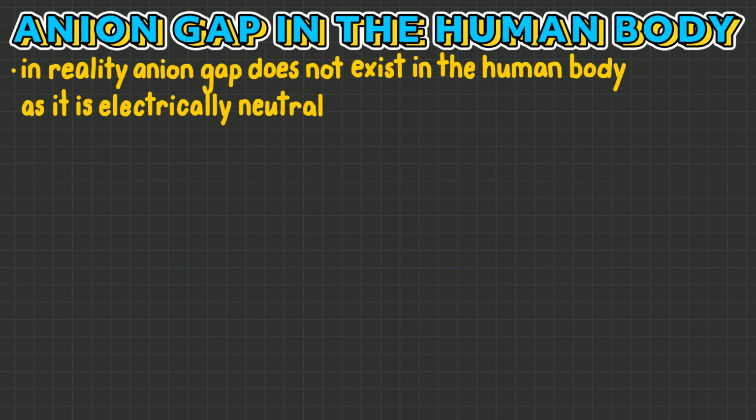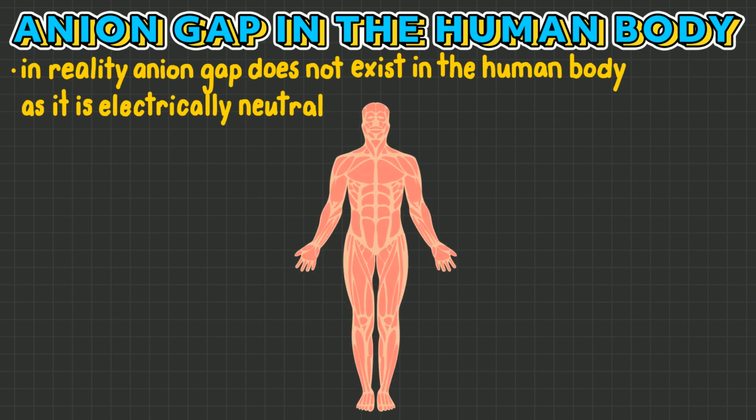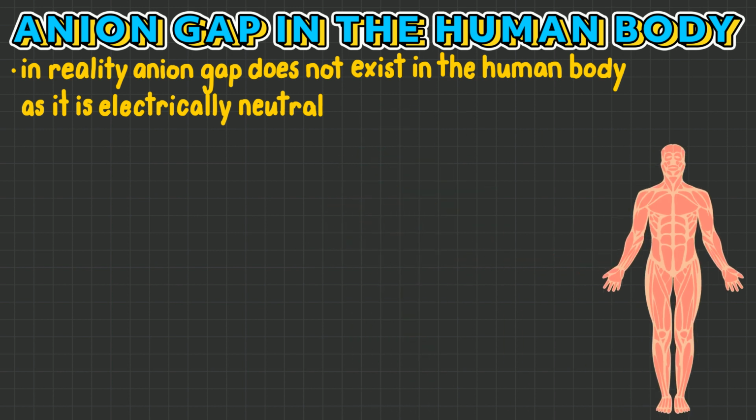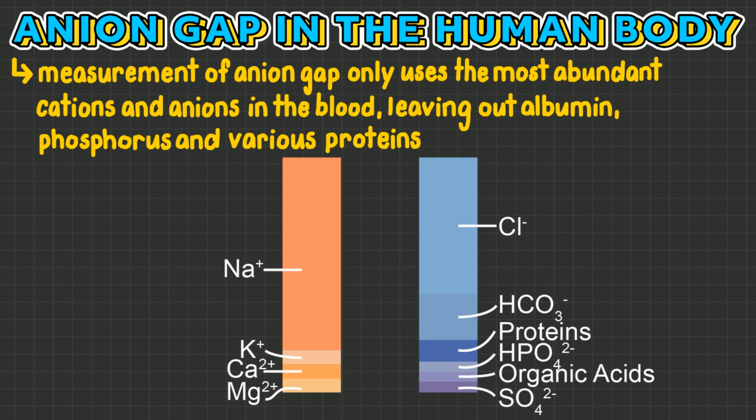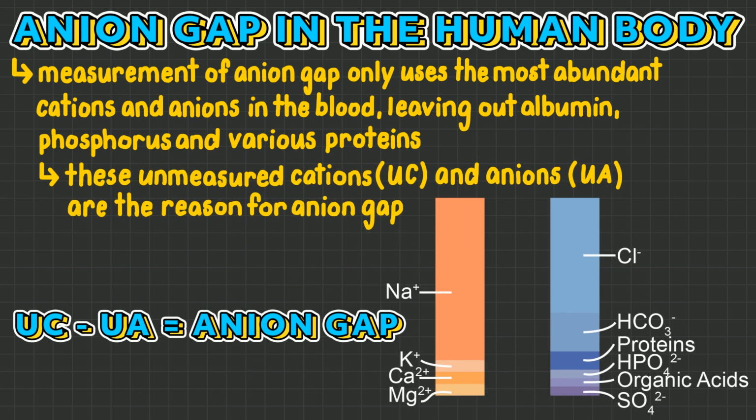In reality, anion gap does not exist as the human body is electrically neutral. This means there is an equal amount of cations for anions, resulting in the difference between the two to be zero. Measurement of anion gap only uses the most abundant cations and anions in the blood, leaving out albumin, phosphorus, and various proteins. These unmeasured cations and anions are the reason for anion gap.